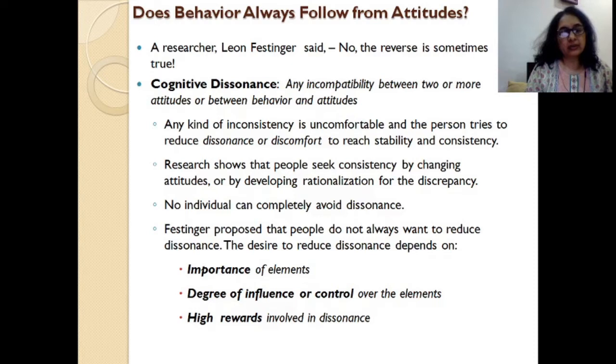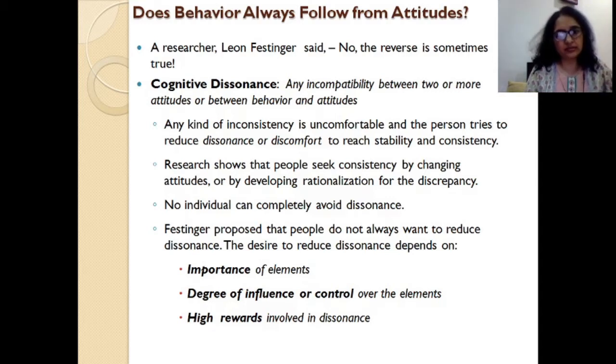So, these cases illustrate the presence of cognitive dissonance. So, what is cognitive dissonance? It is any incompatibility between two or more attitudes, or between behavior and attitude. So, if there is any incongruency, or any imbalance among the attitudes or between behavior and attitudes, then we feel this cognitive dissonance.